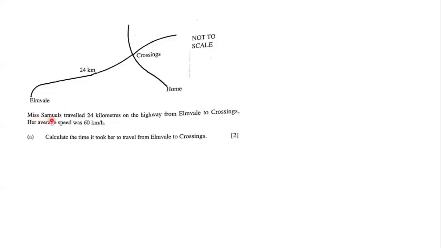Miss Samuels traveled 24 kilometers on the highway from Elmvale to Crossings. Her average speed was 60 kilometers per hour. Calculate the time it took her to travel from Elmvale to Crossings.